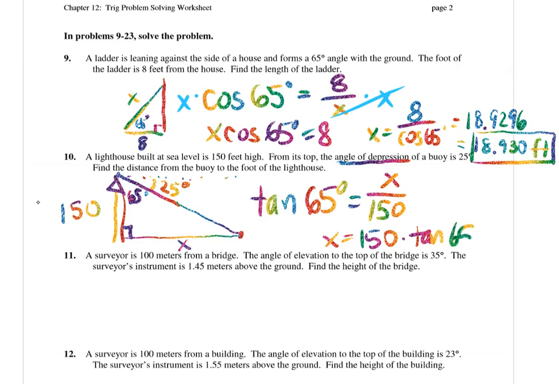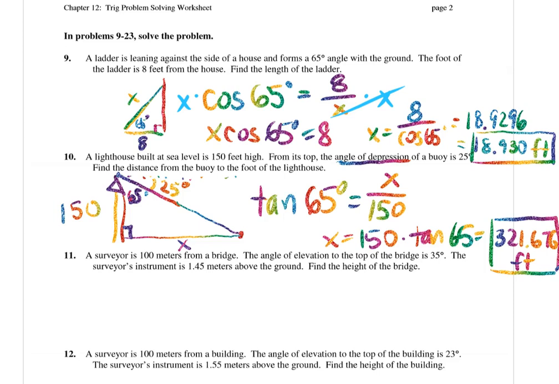And then when I multiply that out, I get 321.676. And again, I think this is in feet. Okay, so there's that one. Number 11 is the one I want to look at next.